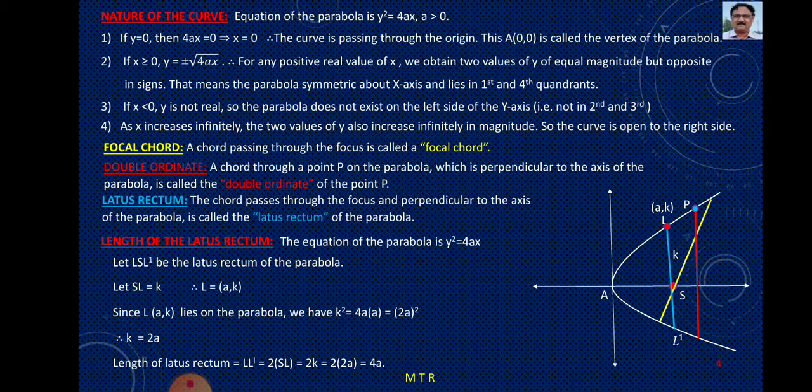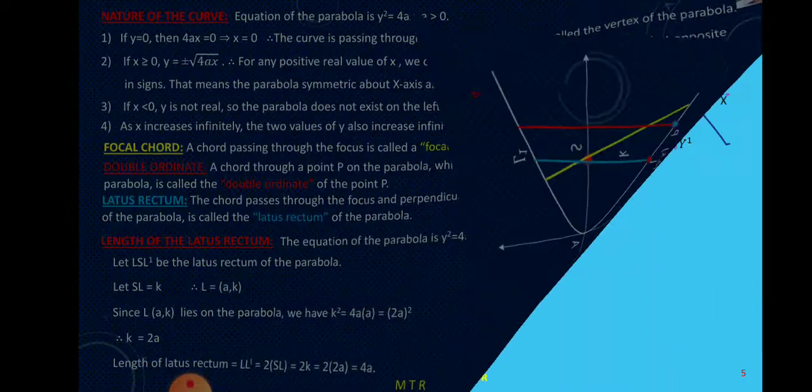Now the length of the latus rectum LL dash is equal to twice of SL, double of SL. So 2 into SL, and SL is k, so 2 into k. We already found k is equal to 2a, so 2 into 2a, that is equal to 4a. So the length of the latus rectum of the parabola y square is equal to 4ax is 4a.